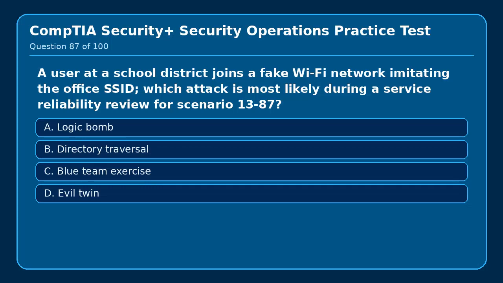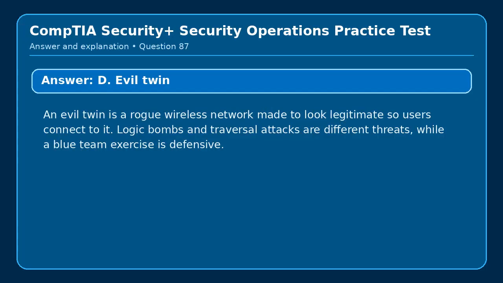Question 90. Which tool category helps a manufacturing plant detect suspicious process behavior across endpoints during a quarterly review for scenario 13 to 90? A. Endpoint detection and response. B. Analog modem. C. Label printer. D. Cable toner only. Take a moment to choose your answer.